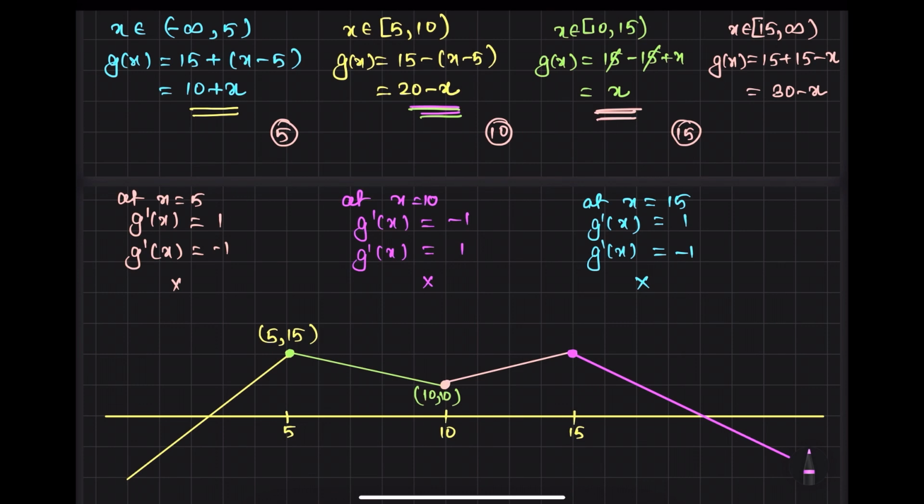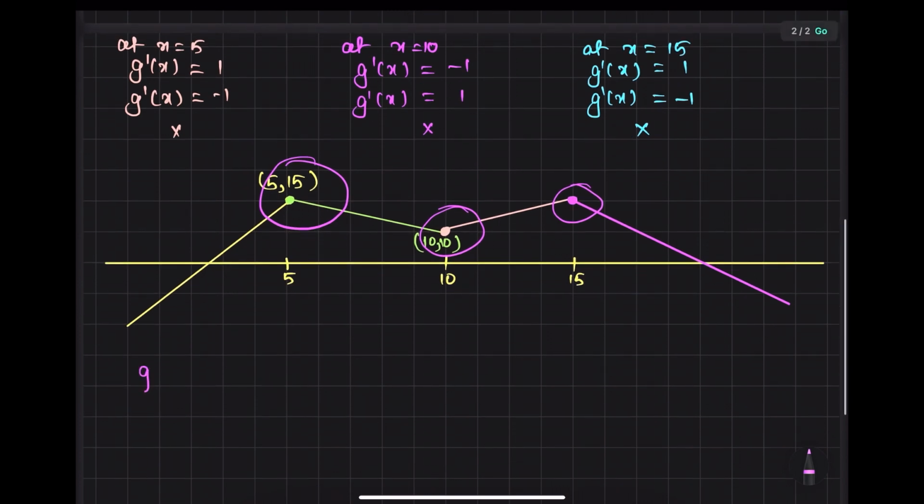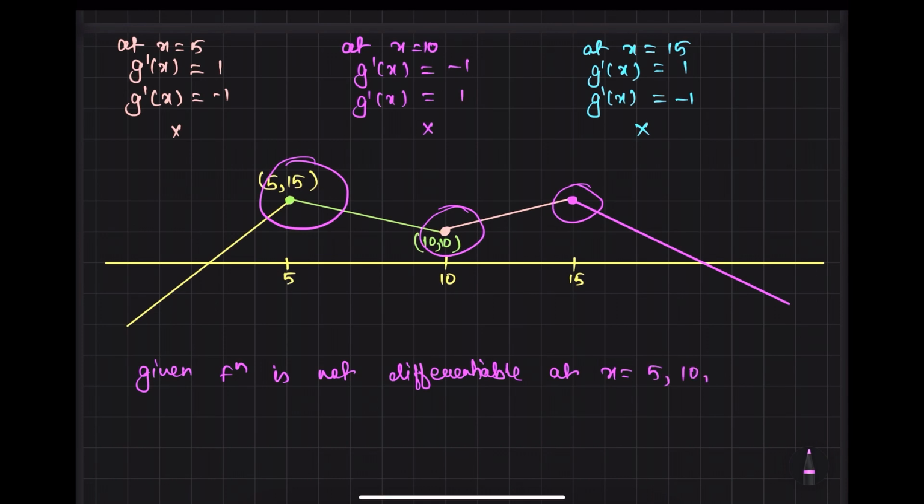So look at this. This is the graph of the function. And clearly you can see that at this point and this point it has a sharp turn. So the given function is not differentiable at x equals 5, 10, 15, but it is continuous.